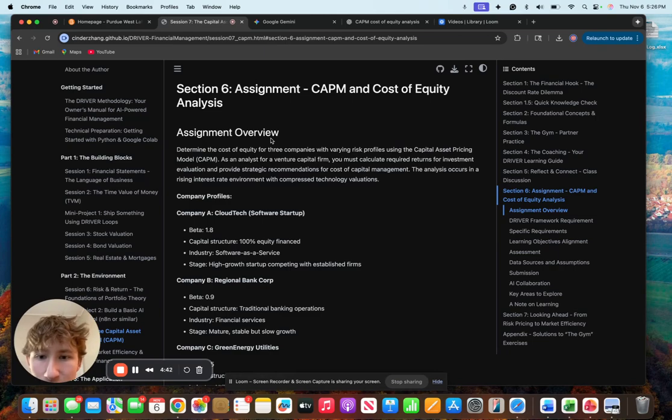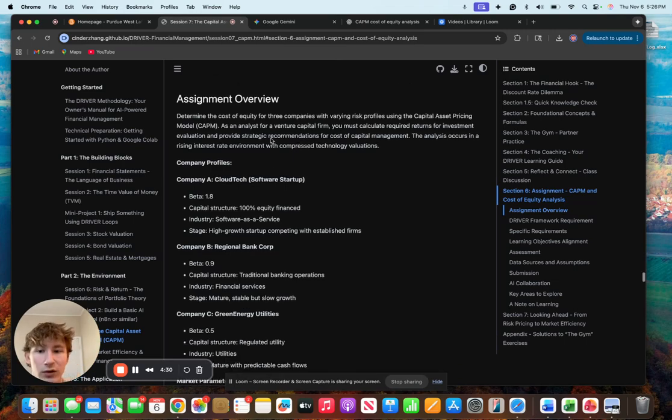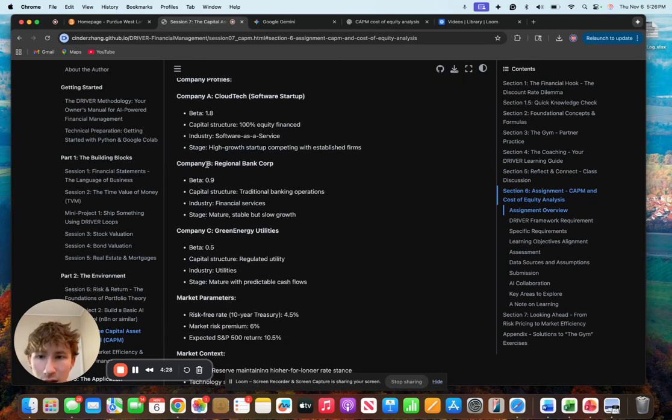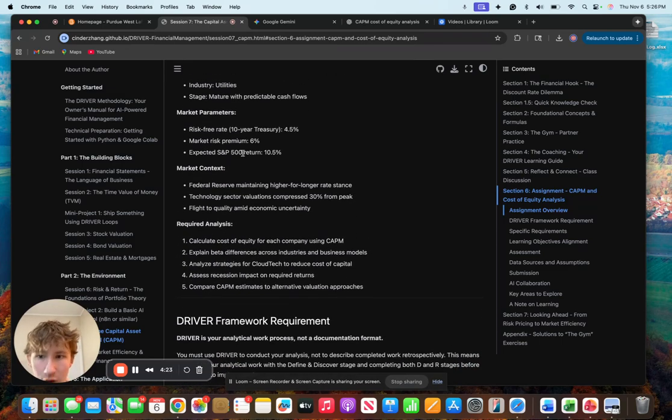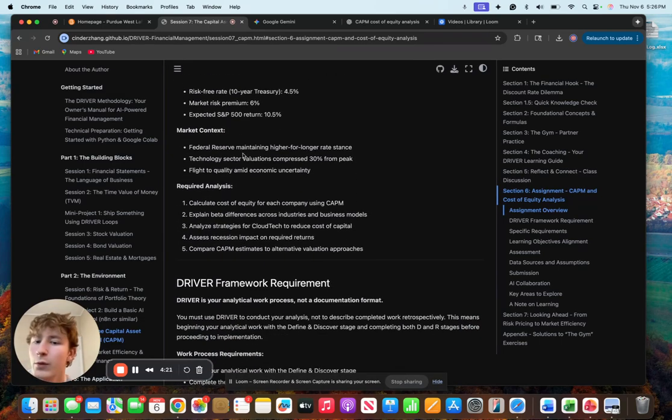As an analyst for a venture capital firm, you must calculate required returns for investment evaluation and provide strategic recommendations for cost of capital management. The analysis occurs in a rising interest rate environment with compressed technology valuations. Here are the companies, A, B, and C, and the market parameters for the required analysis.